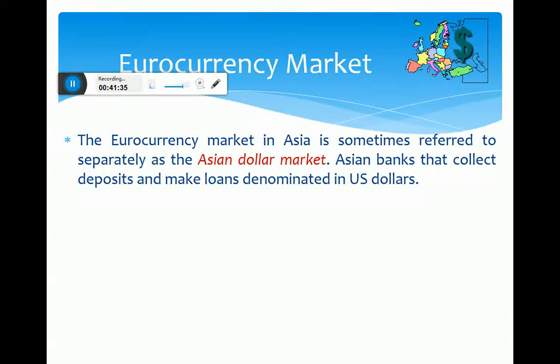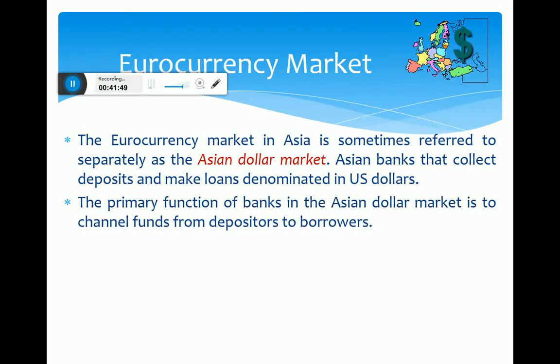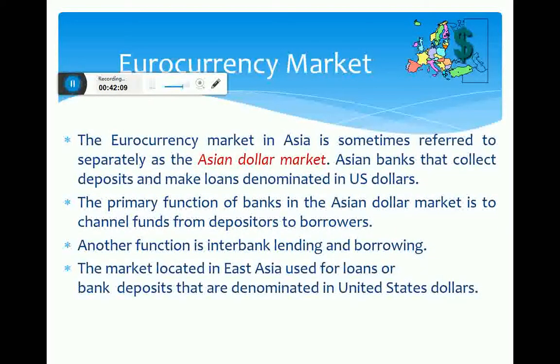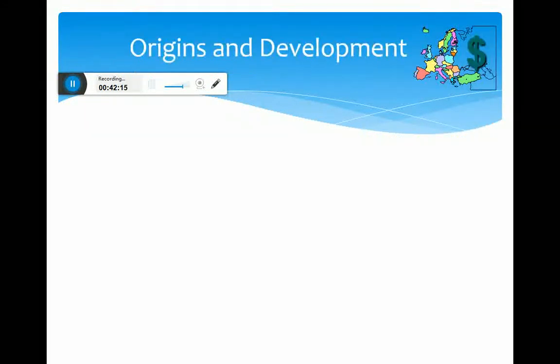The Euro currency market in Asia is sometimes referred to separately as the Asian dollar market. Asian banks that collect deposits and make loans denominated in US dollars are called Asian banks or Asian dollar banks. The primary function of banks in the Asian dollar market is to channel funds from depositors to borrowers. Another function is interbank lending and borrowing. It is the market located in East Asia used for loans or bank deposits that are denominated in US dollars.